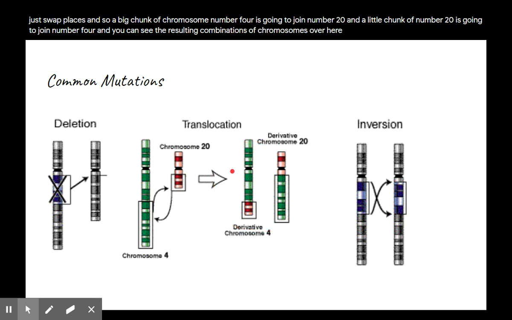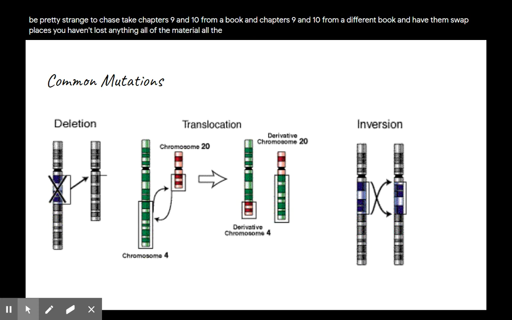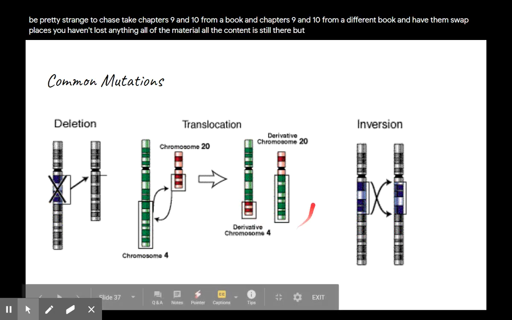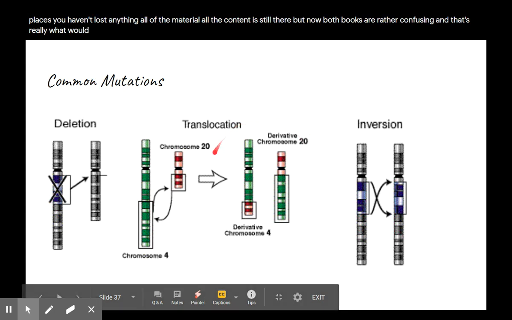Now we need to think of these things as two books. You can imagine it would be pretty strange to take chapters 9 and 10 from a book and chapters 9 and 10 from a different book and have them swap places. You haven't lost anything. All of the material, all the content is still there, but now both books are rather confusing. And that's really what would happen with both chromosomes 4 and 20 in this idea of translocation.